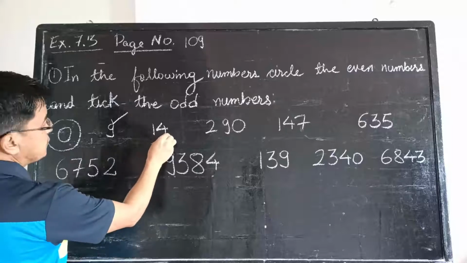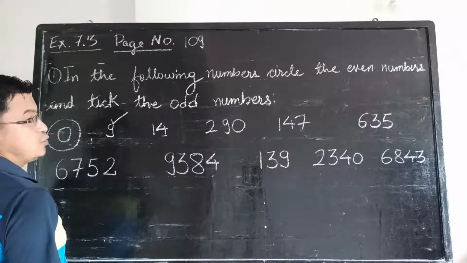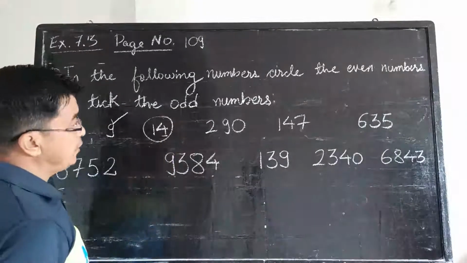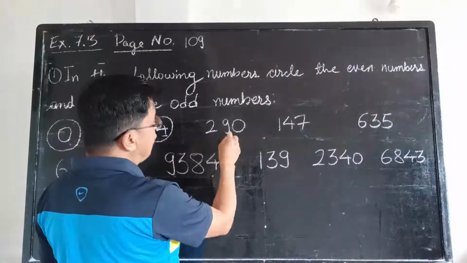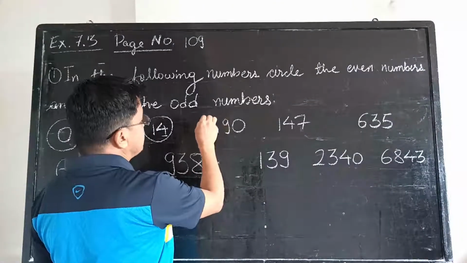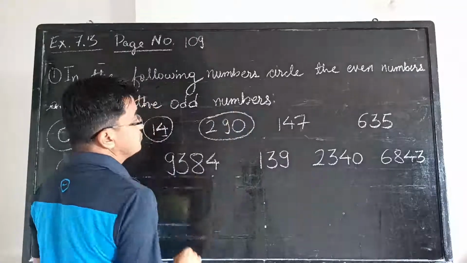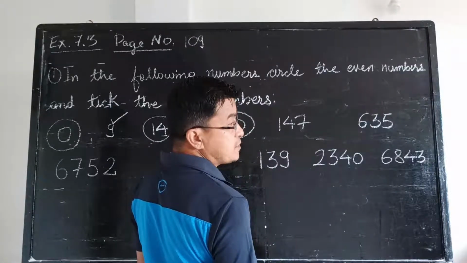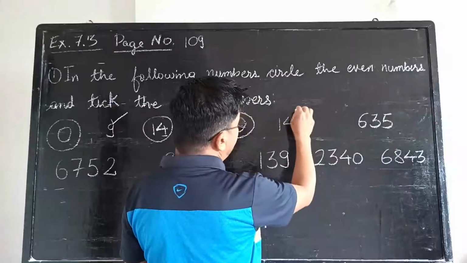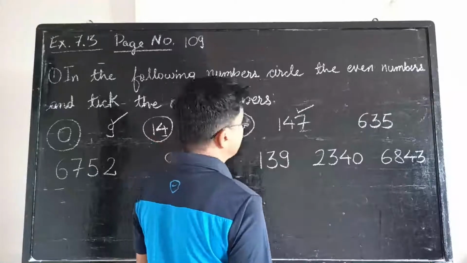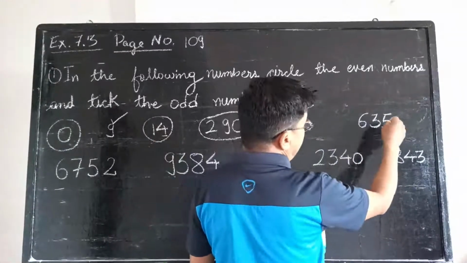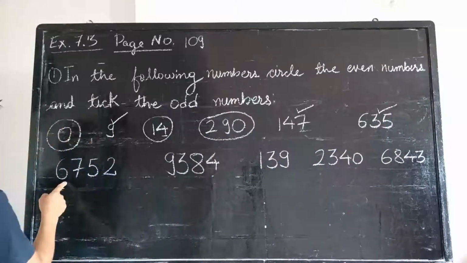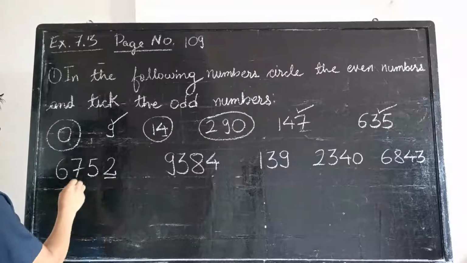1, 4, 14. Look at this 4. 4 is even. 0, 2, 4, 6, 8. Here, even. Circle. Now 290, 0 is an even number, circle. Now 147, 7. 1, 3, 5, 7, 9. 7 is an odd number, you tick. Now 635, 5 is an odd number, you tick. Next one, 6752. 2 is an even number, you circle.